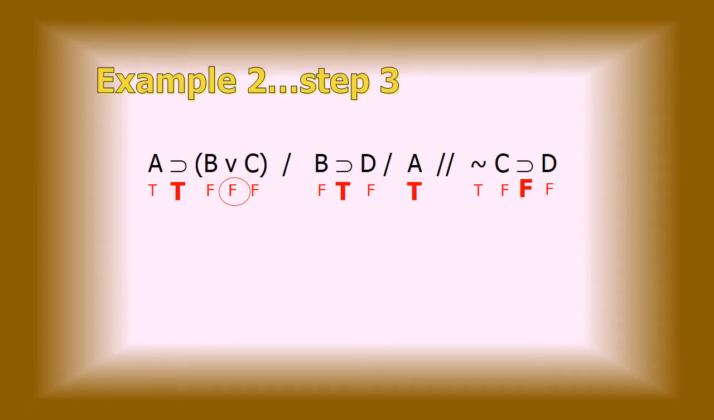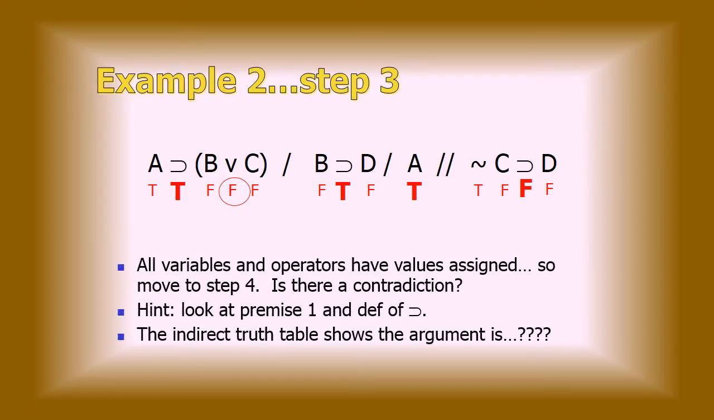It's actually pretty interesting. We've got a problem here. Do you guys see it? Is there a contradiction? Look at premise number 1. If that horseshoe claim is going to be true, if A is true, then the disjunction would have to be true as well. That violates our definition for the horseshoe. So we have a contradiction in this argument. The argument is valid.